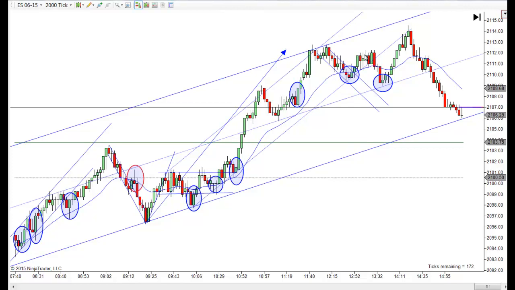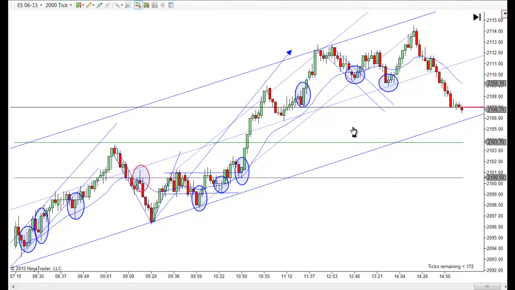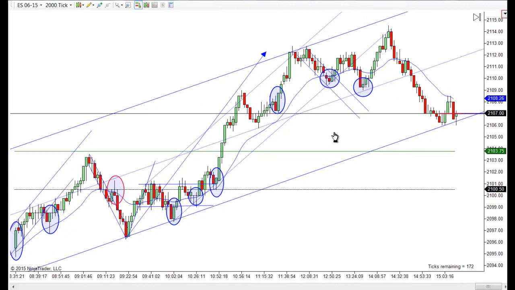I know it's common that it's hard to describe a second entry, and people want to make it into some magical secret thing, and so they make it harder than it should be. But it's just your second attempt to move back with the trend. That's all it is. And on a bigger picture, look at this. That's one move back, a correction, and another move back.